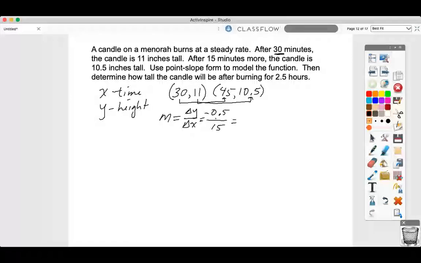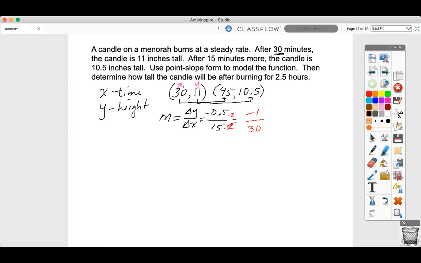Since I'm not a huge fan of having decimals inside fractions, we're going to go ahead and multiply the numerator and denominator by 2, because that's going to give us a whole number in the numerator. So that's going to give us negative 1 over 30. So our slope is negative 1 over 30. Now I'm going to pick a point. I'm going to go ahead and pick this point and call this our x1, y1.